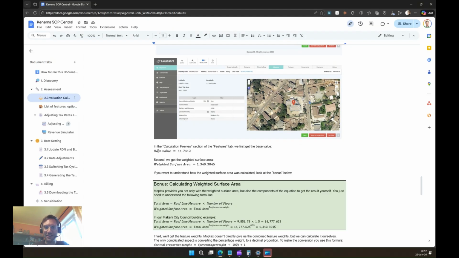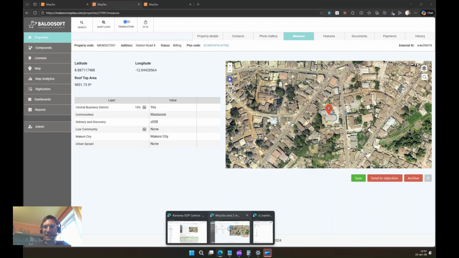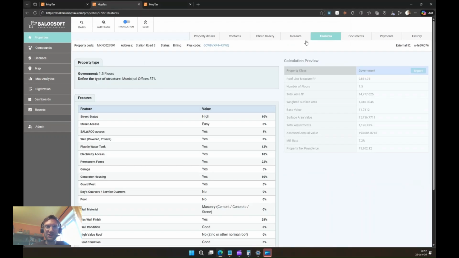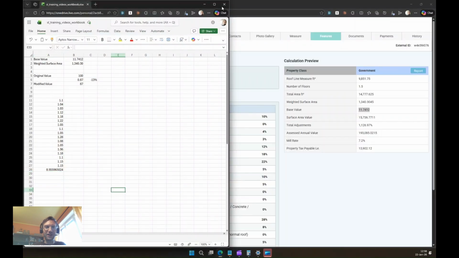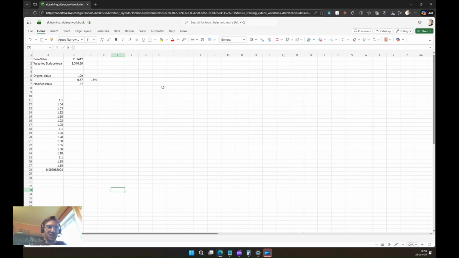The first thing we need is the base value. That's quite easy. We simply go to the features tab. We're going to use the McKinney City Council building as our example. McKinney City Council building has a base value of 11.7412. This base value should be the same for any building in McKinney. So we have 11.7412, and we're going to use an Excel sheet.